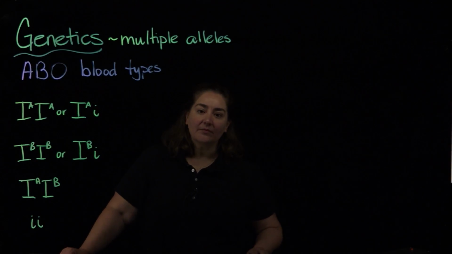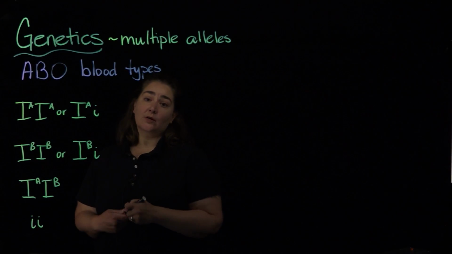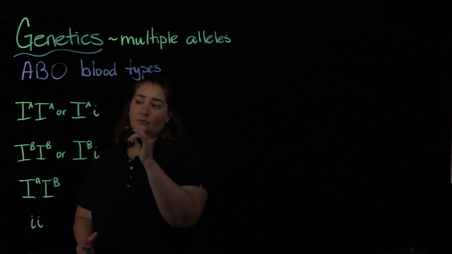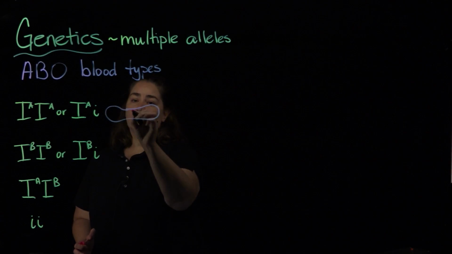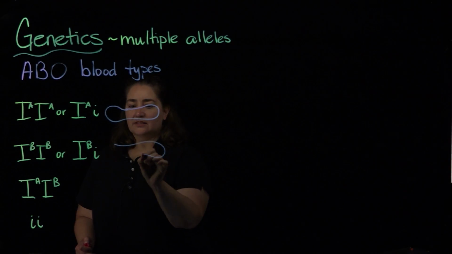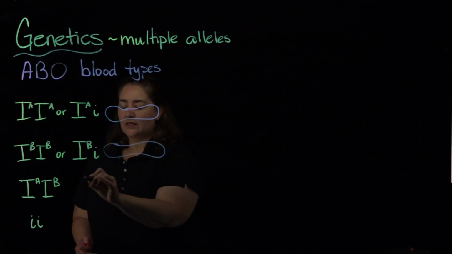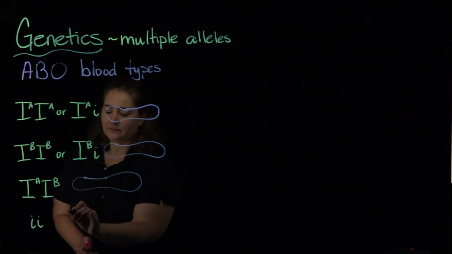Hello and welcome back. We're going to continue talking about the ABO blood types, but now we're going to talk a little bit more in detail about what exactly we're talking about when we talk about blood type A or blood type B. So the little biconcave discs that I'm going to draw here are going to represent our red blood cells.